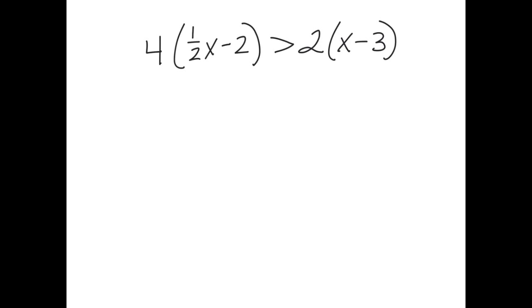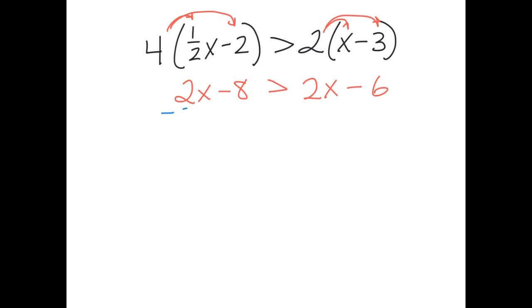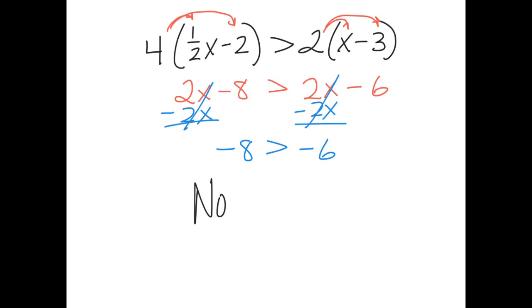Okay, take a look at this one. And the first thing I need to do is distribute both. And so 4 times 1/2x and 4 times negative 2 will give me 2x minus 8 is greater than, and then 2 times both of these, I have 2x minus 6. And as you can see, the 2x is going to cancel each other out. So I will subtract 2x from both sides. And what I have left is negative 8 is greater than negative 6. Is that true? No, it is not true. And so this one would be no solution.